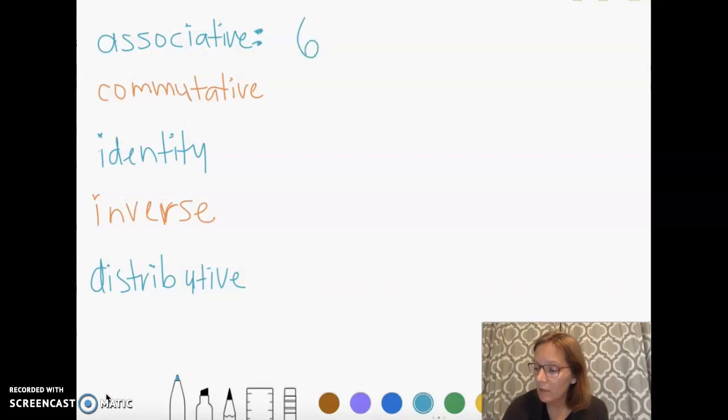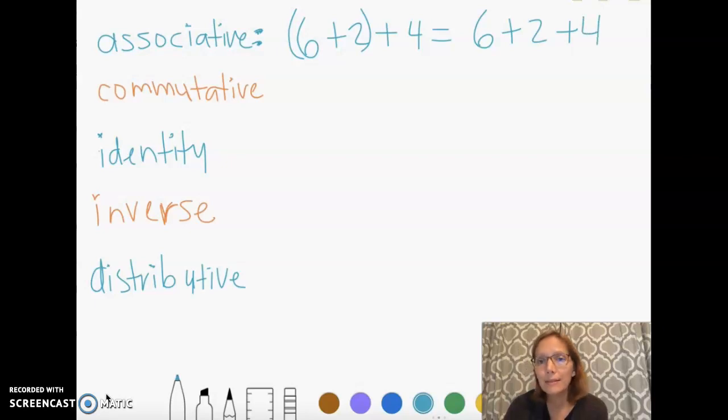I might have 6 plus 2 plus 4, and then 6 plus 2 plus 4 again, but guess what? This time the parentheses moved around two different numbers. I still have all the same numbers, 6 plus 2 plus 4, but the parentheses are around different numbers each time. And the rule is that it doesn't matter what order you add the numbers in, as long as everything is addition, you'll get the same answer.